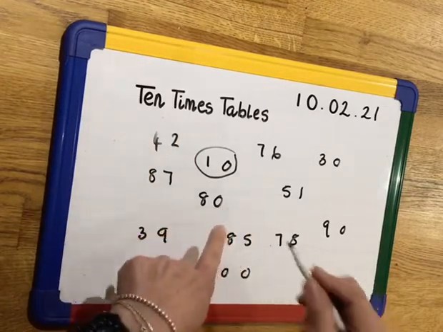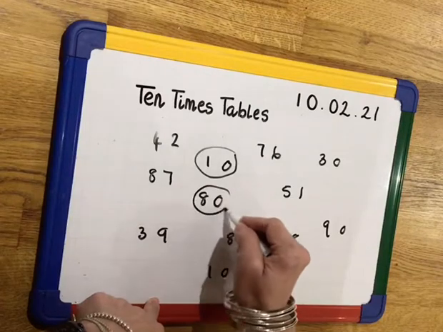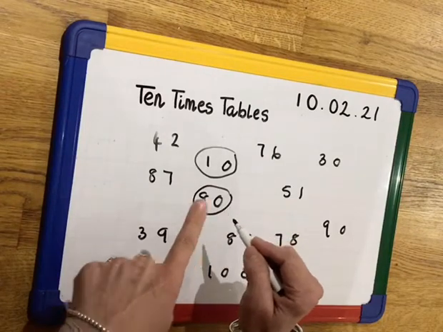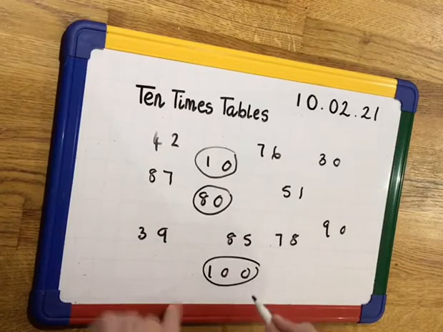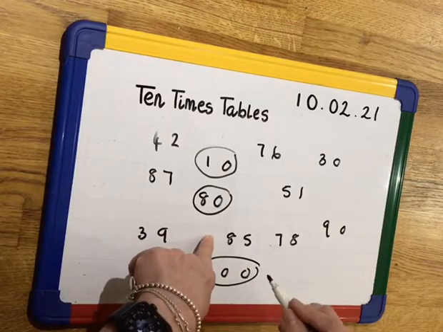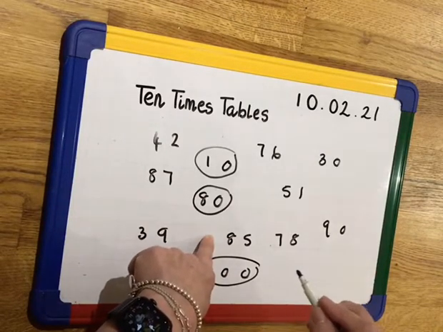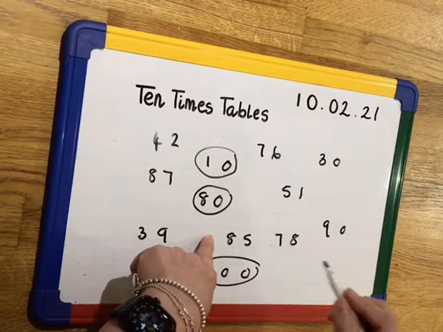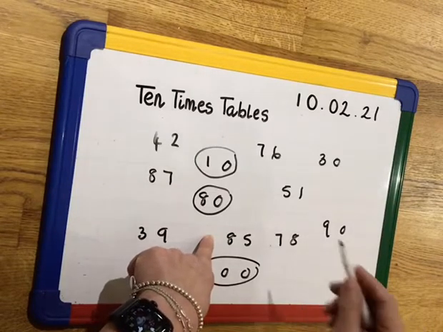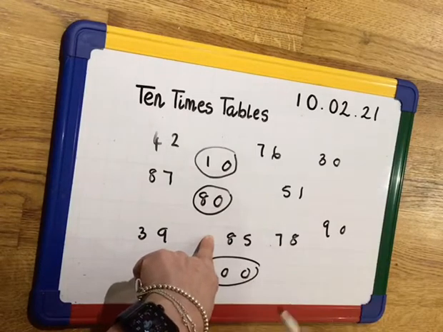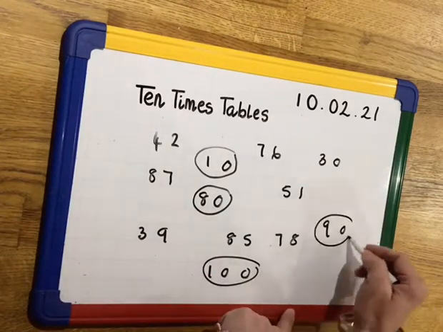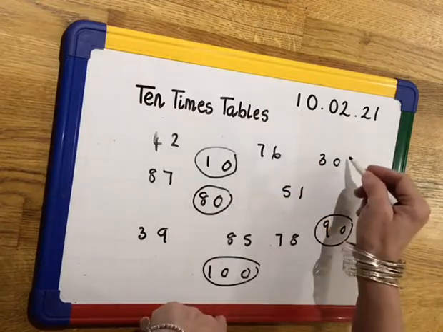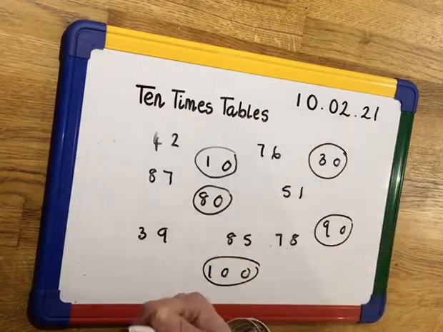80. That ends in 0, so that's in the 10 times table. Could also be in the 5 times table as well. Got 100 here. Oh, I've got 85. Now that ends in a 5, and numbers in the 10 times table end in 0, but the 5 times table end in 5 or 0. So this must not be in the 10 times table. 90 ends in 0, in the 10 times table. And oh, here's 30, also in the 10 times table.